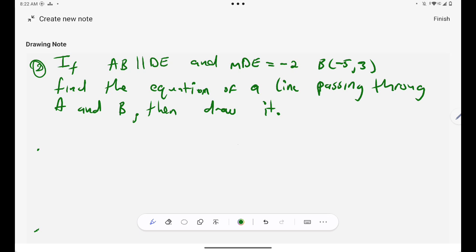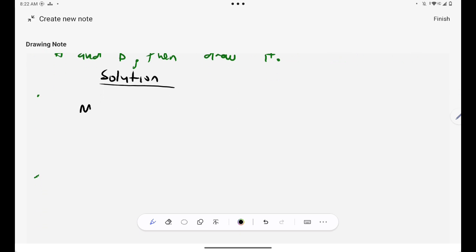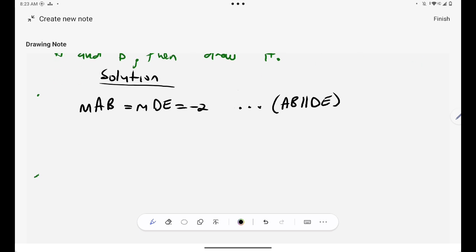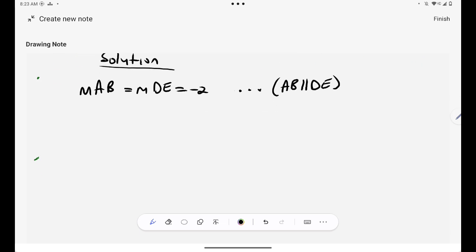I'm given the gradient of DE. Let me write the solution in black. I know that the gradient of AB should be equal to the gradient of DE, which is negative 2. And why is that? I did say that if you have parallel lines, that means they have the same gradient. Are we together? So now I know that my gradient is negative 2. I just need to find the equation, then draw my graph.